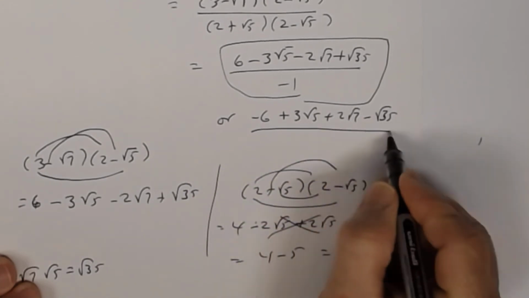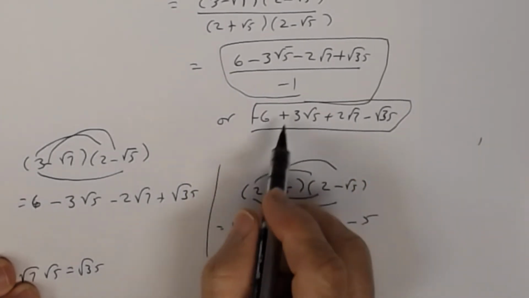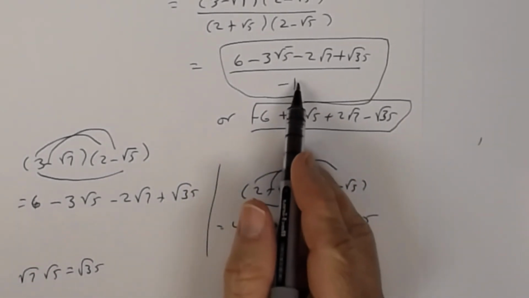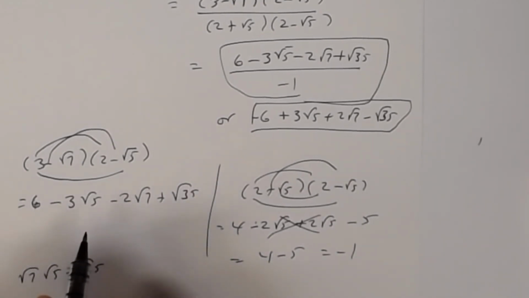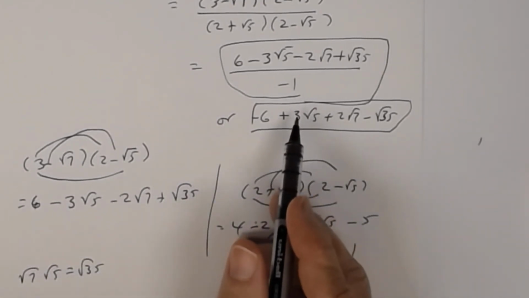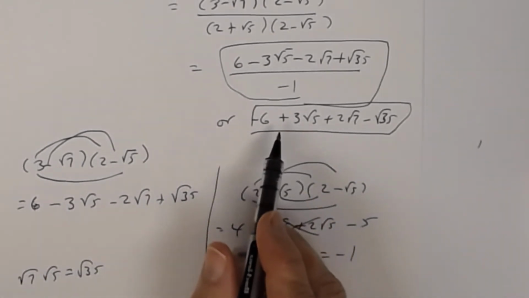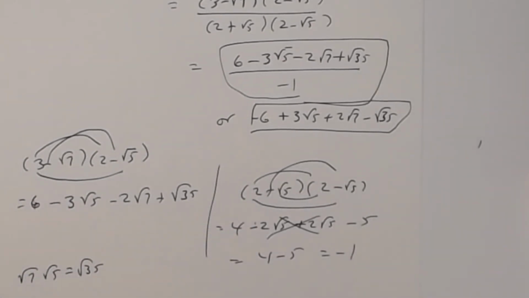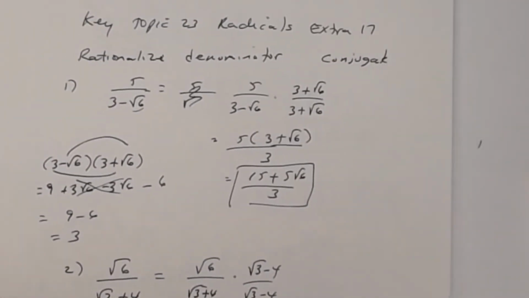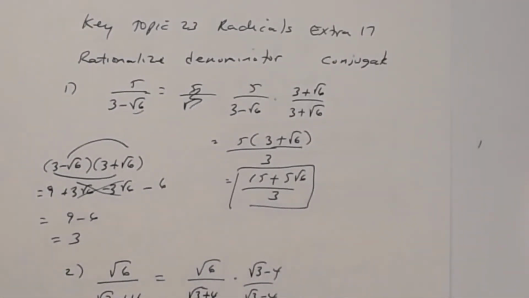So that's the answer you would probably see, because the denominator turned out to be a negative 1. All right. But if you left it as negative 1, I'll give you full credit for it. Okay. So that is the key to topic 23, worksheet extra 17.